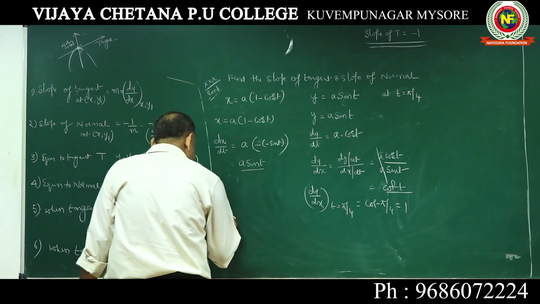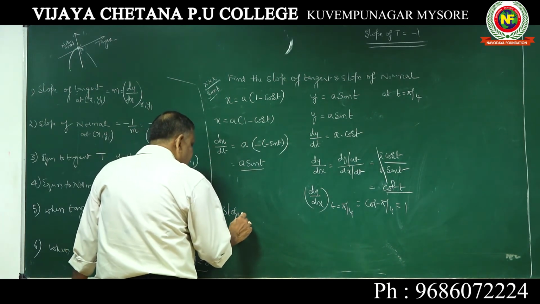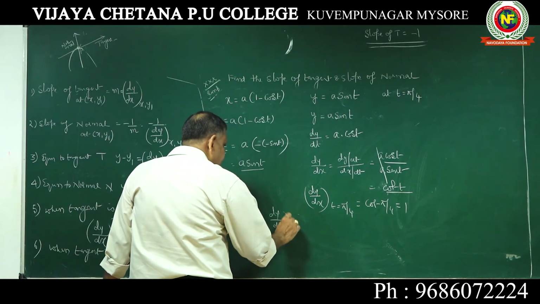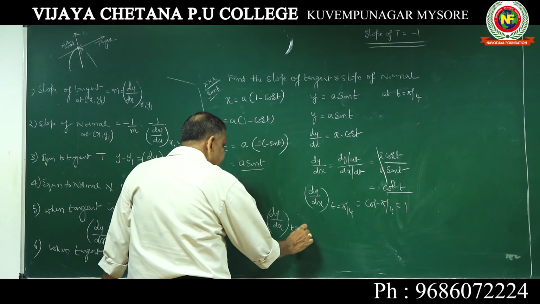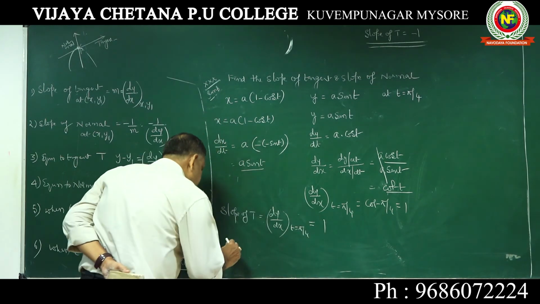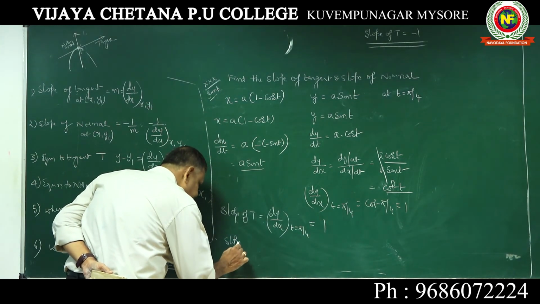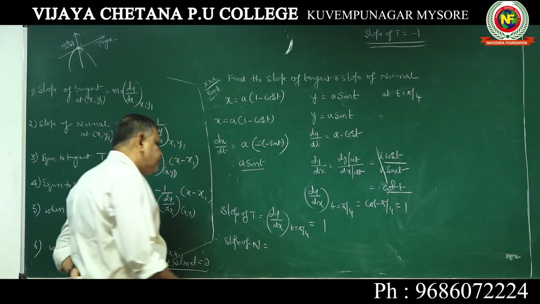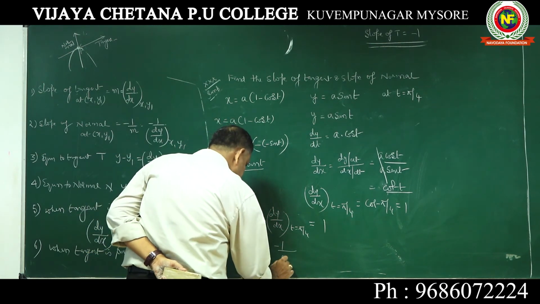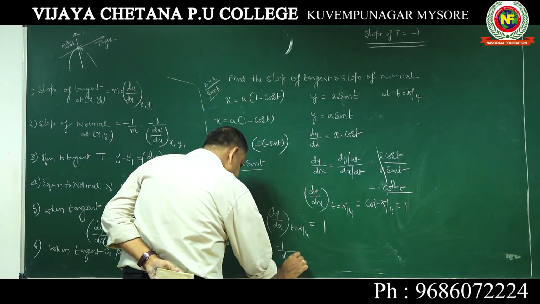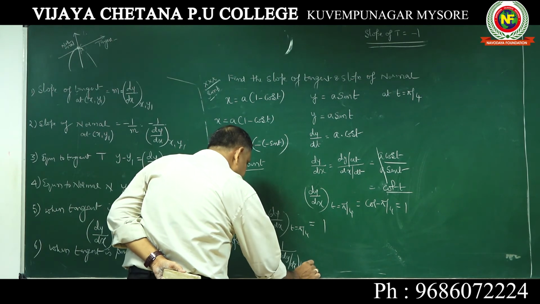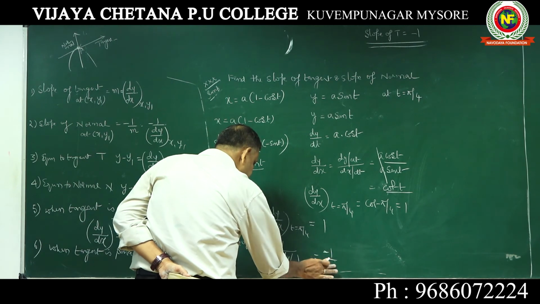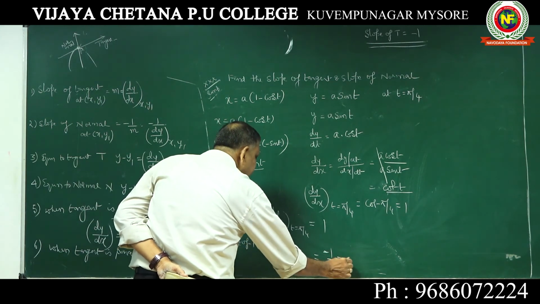Now slope of tangent is dy by dx at t is equal to 5 by 4, that is 1, and slope of normal is minus 1 by dy by dx at t is equal to 5 by 4, that is 1 by minus 1. See, this is minus 1.